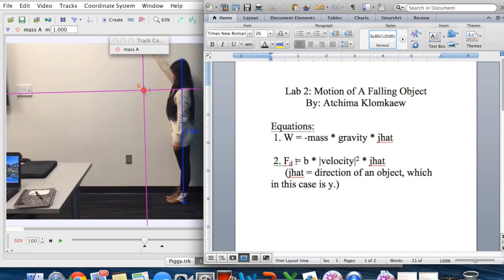And the drag force or the air resistance always has the direction opposite from the motion of an object. The motion of an object is going down, so the direction will be negative. So in this case, the drag force will be positive.